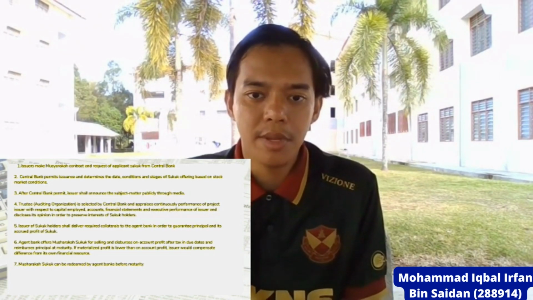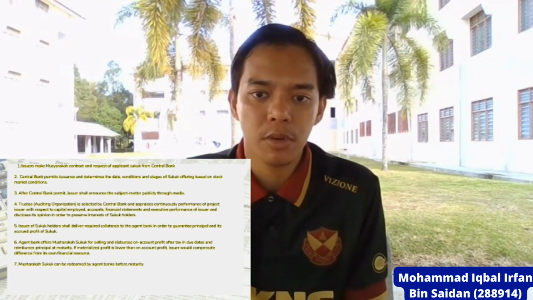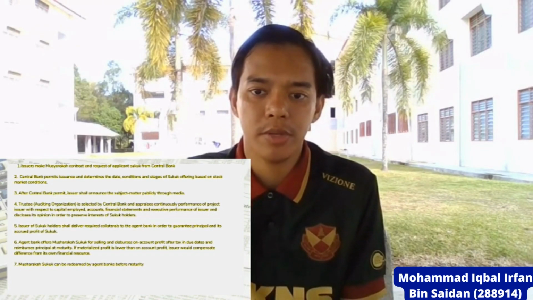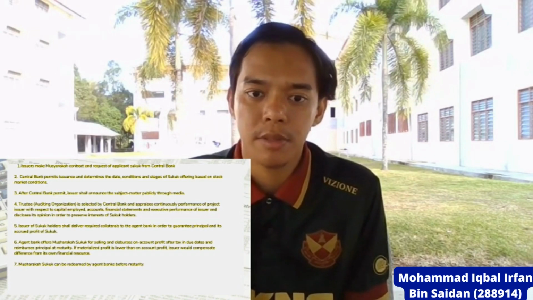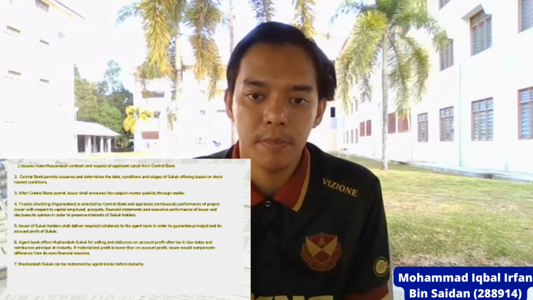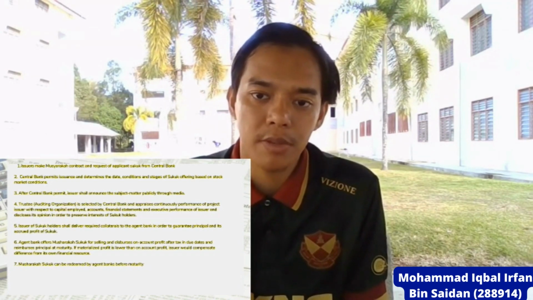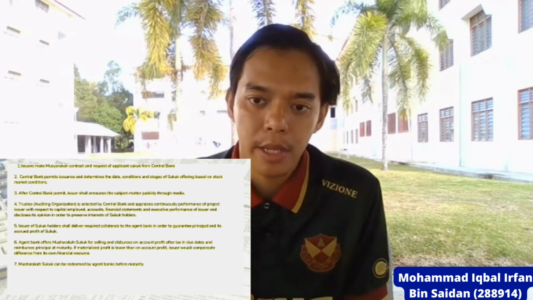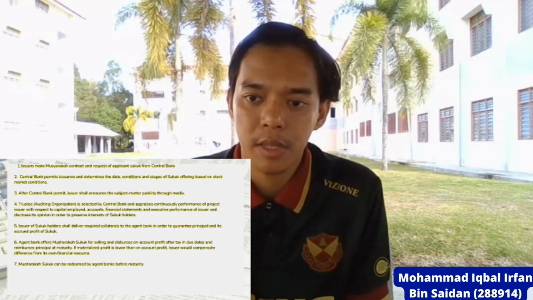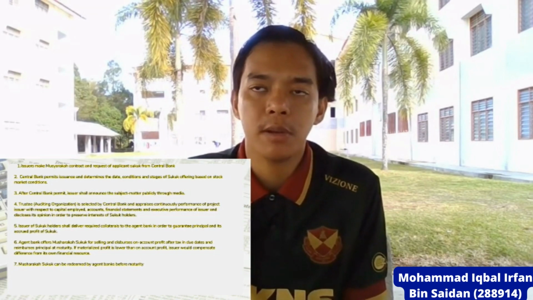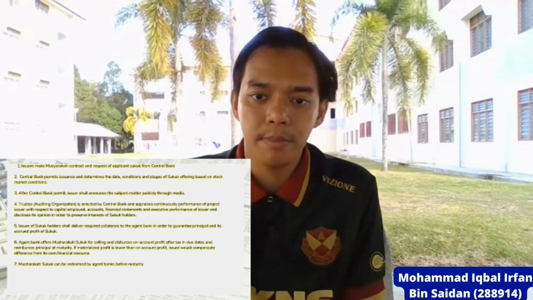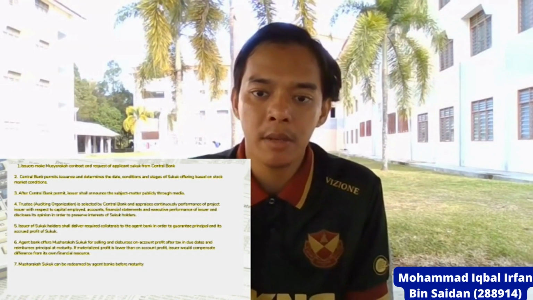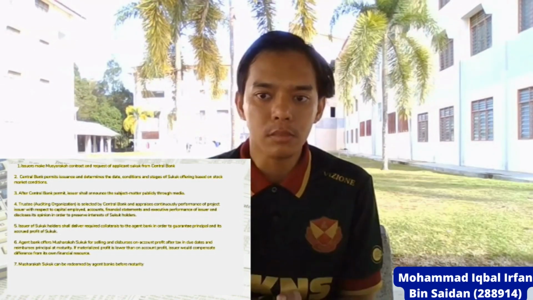Next, the agent bank makes an offer of Musyarakah Sukuk for selling and distributes the account profit after tax on due dates and reimburses principal at maturity. If materialized profit is lower than account profit, the issuer would compensate the difference from its own financial resources. Lastly, Musyarakah Sukuk can be redeemed by the agent bank before maturity.